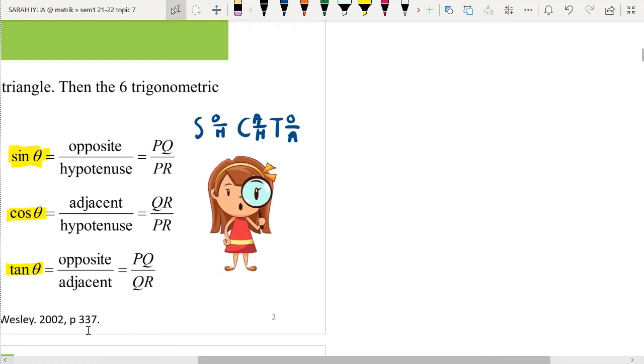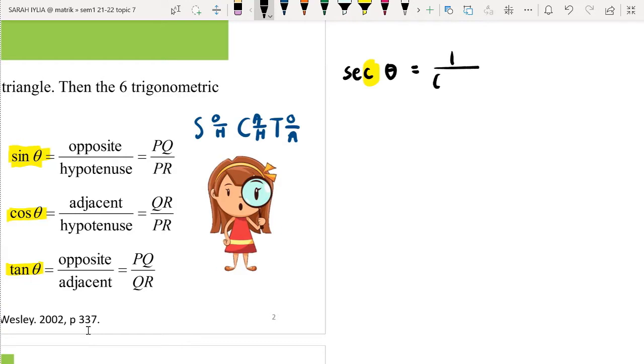In order to remember these three extended ratios, let's start with secant theta. We can refer to the third letter here. It's C, which means secant theta is 1 over cosine theta. It's basically the other way around of cosine. Cosine is adjacent over hypotenuse, so secant theta is hypotenuse over adjacent.